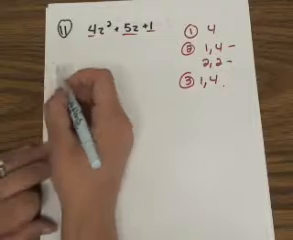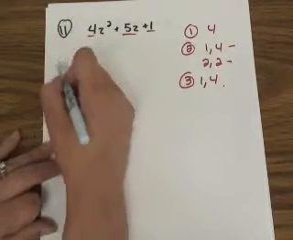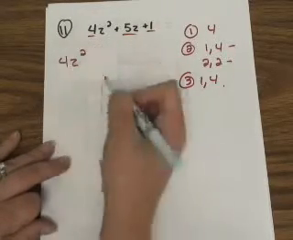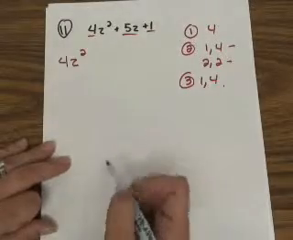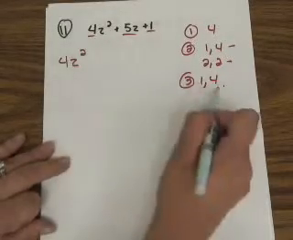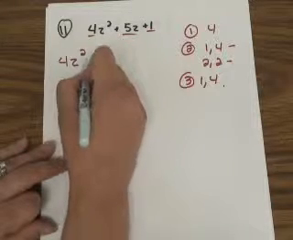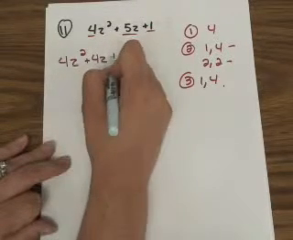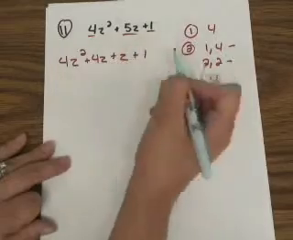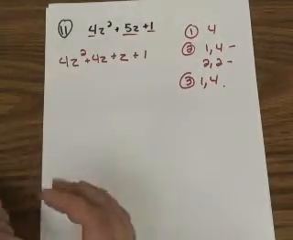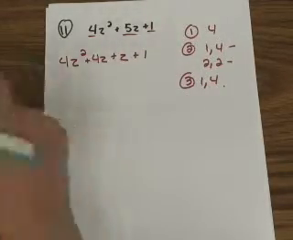Now that I've chosen those, I need to rewrite this trinomial as a polynomial with 4 terms. So 4z squared I'm just going to bring down, and I'm going to plug in my 1 and my 4 so that it will equal. So here I'd get a plus 4z plus 1z, and I'm going to bring down the plus 1. Now that I have done all that, I'm going to factor by grouping.